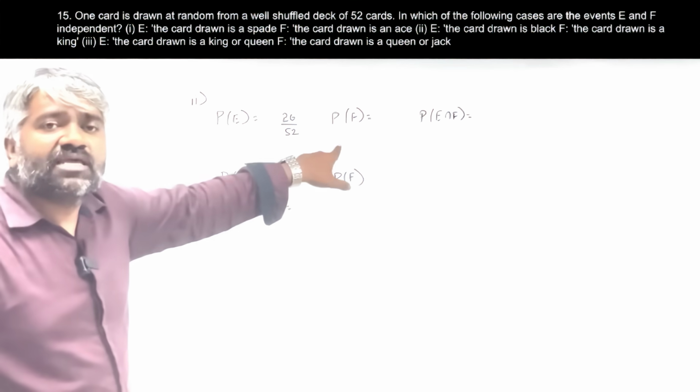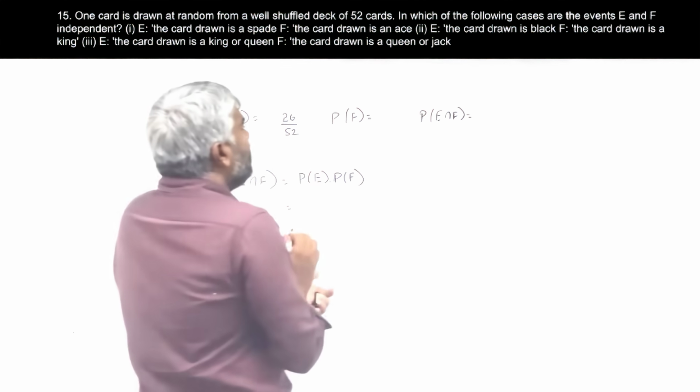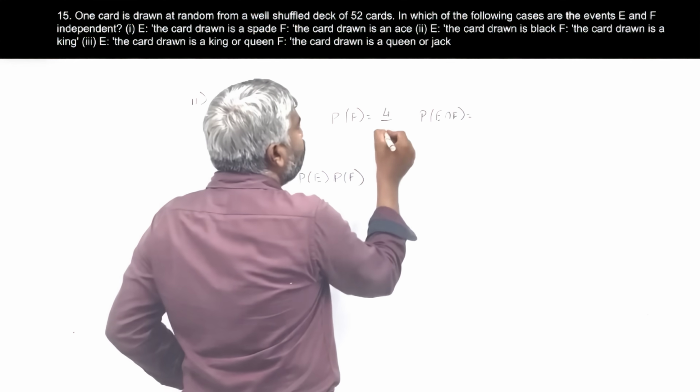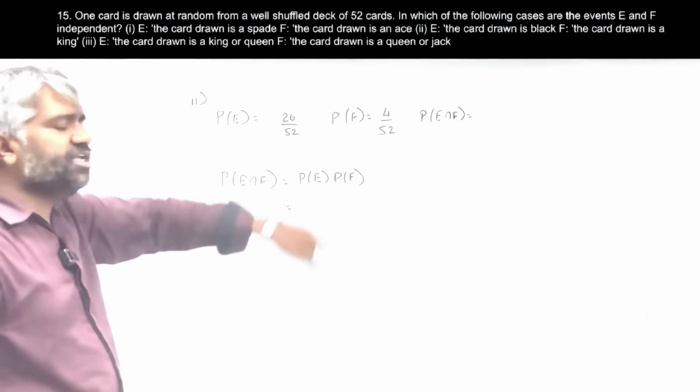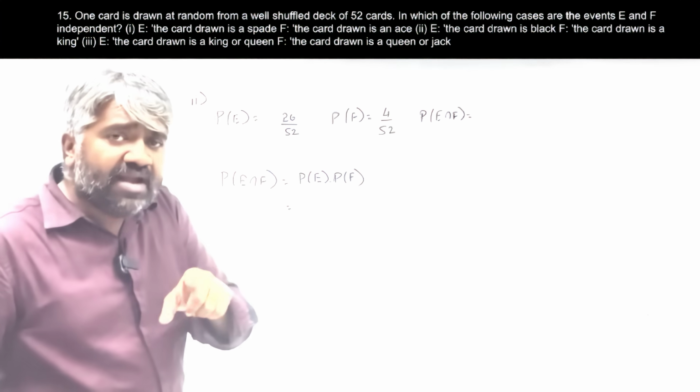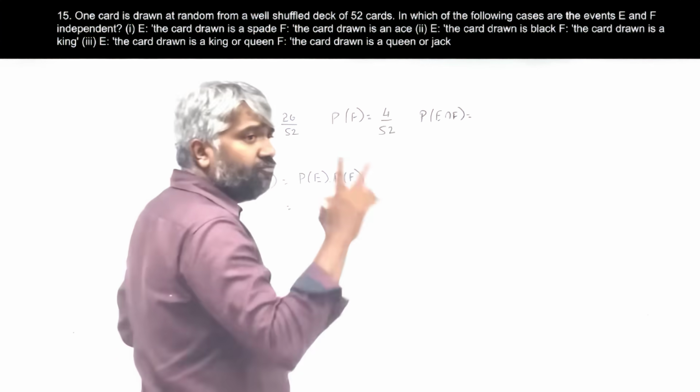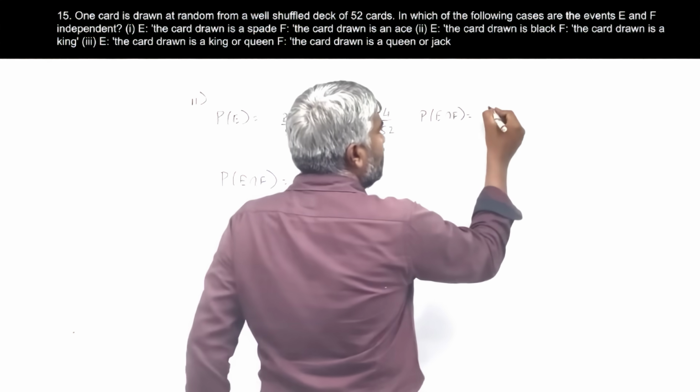The condition for F is it has to be king. How many kings are there? You have 4 kings out of 52. Now what is E intersection F? It should be black and it has to be king. So you have 2 kings which are black in color.